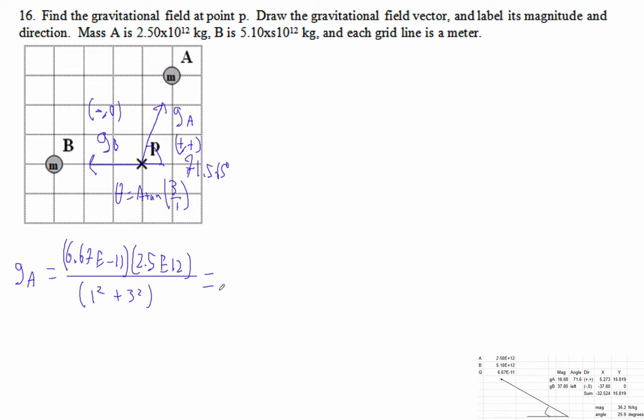All right, let's do this. I'm going to do a fraction: 6.67 E minus 11 times 2.5 E12, and then 1 squared plus 3 squared in the denominator. That gives 16.675, and that is newtons per kilogram. And that is up and to the right at an angle of 71.565 degrees with the x-axis. Okay, so G_B is just going to be to the left.